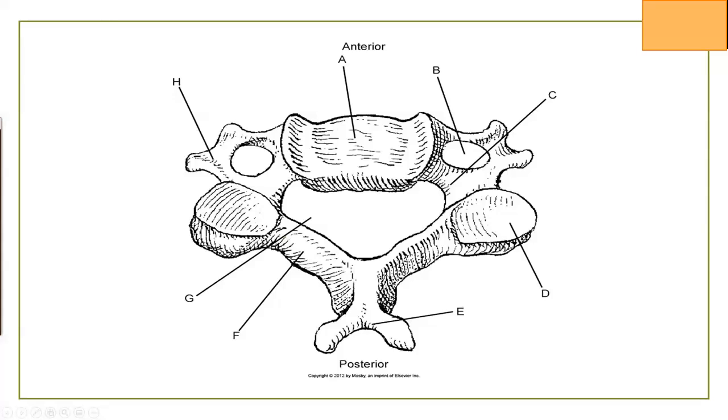E would be the spinous process, with a bifid tip, to be more concise. F, lamina. G is this whole region on the inside, vertebral foramina. And last but not least, H, out here, transverse process.